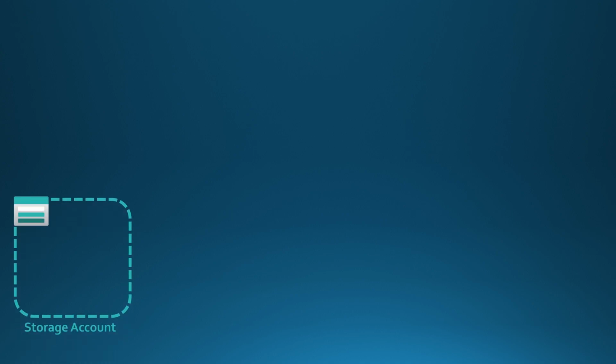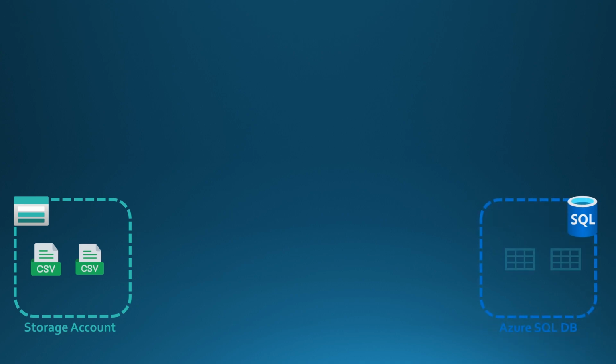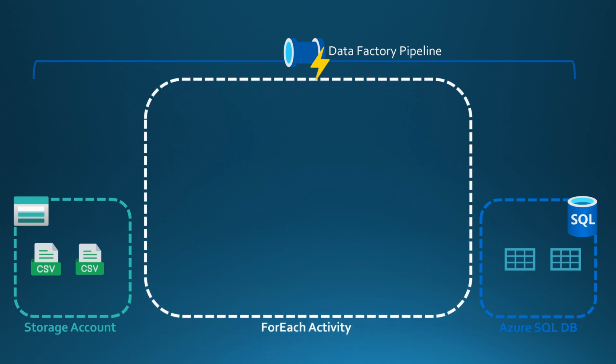Before jumping into Data Factory, I will use this animation to illustrate what we are going to build here. We start by having a storage account. In that storage account we have 2 CSV files with different column names, and then we have an Azure SQL database. In that database we have corresponding tables for those CSV files. Then we are going to build a Data Factory pipeline to handle the copy from the storage account to the Azure SQL database. For this, we are going to use the Foreach activity.